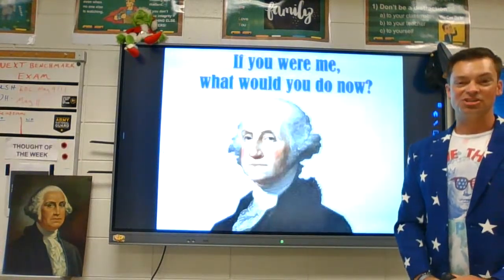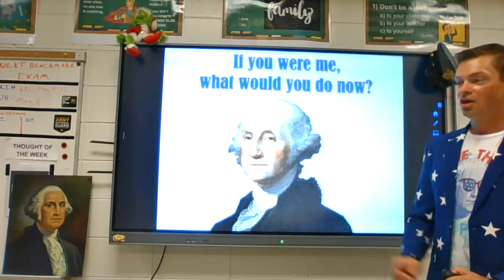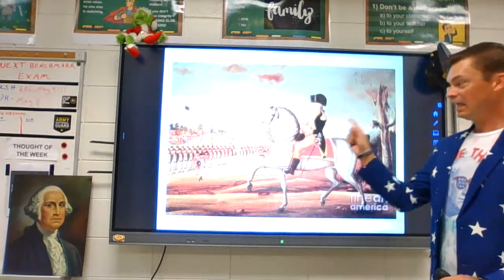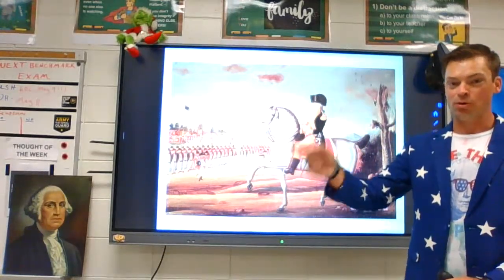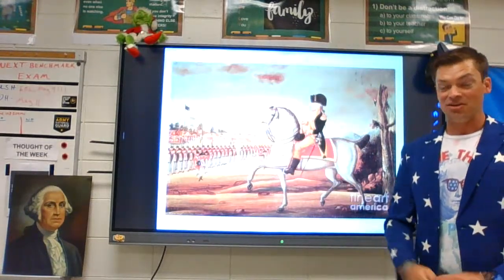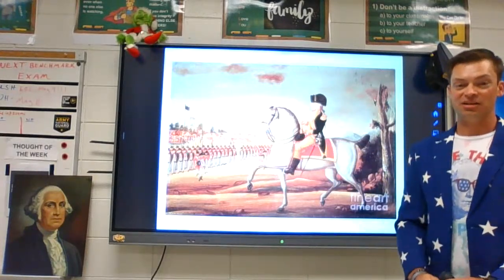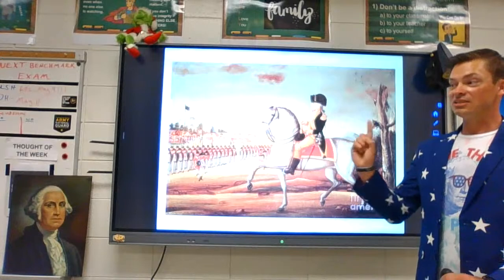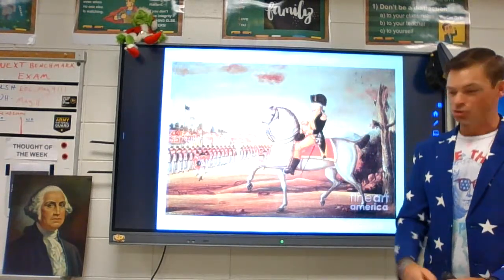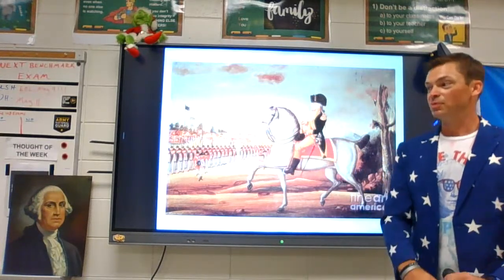If you are George Washington in this situation, what would you do? I'll tell you what he did. More than just sending the army to put down the rebellion, he rides into battle with the army. This is George Washington on his steed, on his horse, leading the army into Western Pennsylvania to put down these revolts. This is the only time that a sitting president has led troops in battle, right? George Washington, first president, former military commander, of course, leads troops into battle.